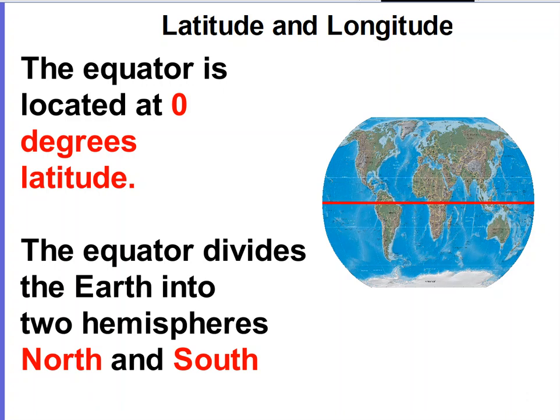Alright guys, these are your notes for latitude and longitude. You should be filling in on OneNote. The equator is the red line on your screen right there. The equator is located at 0 degrees latitude. The equator divides the Earth into two hemispheres, north and south.